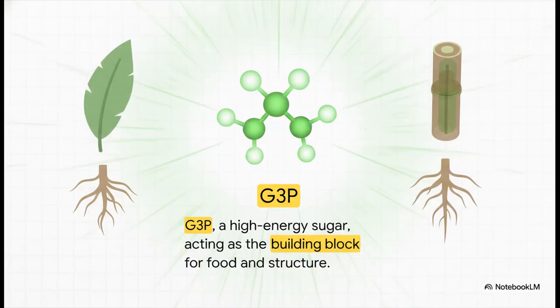So the crucial point is this. What is the actual payoff of this whole cycle? The final output is a high-energy sugar molecule known as G3P. Through the Calvin cycle, the plant has successfully taken transient, fleeting solar energy and locked it safely away into a stable, long-term carbohydrate. That sugar is going to be used to build the plant's roots, its stems, its fruits, and the energy stores that literally power life on Earth.